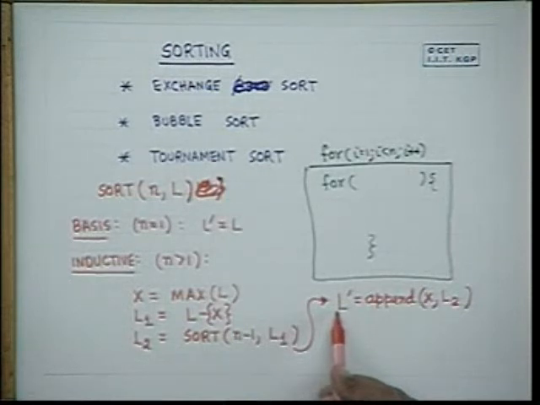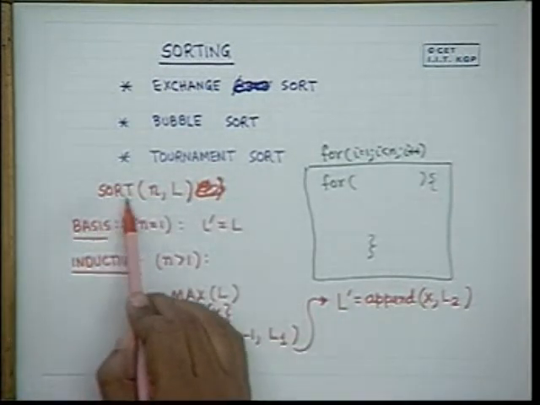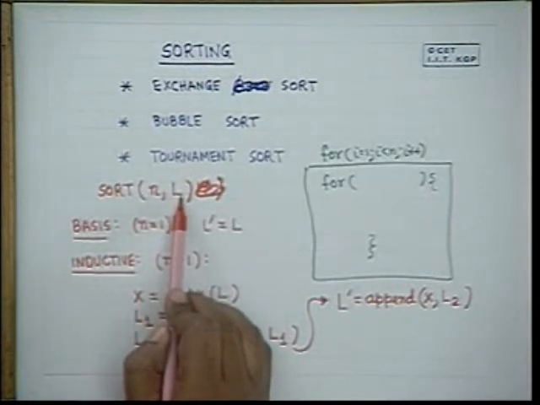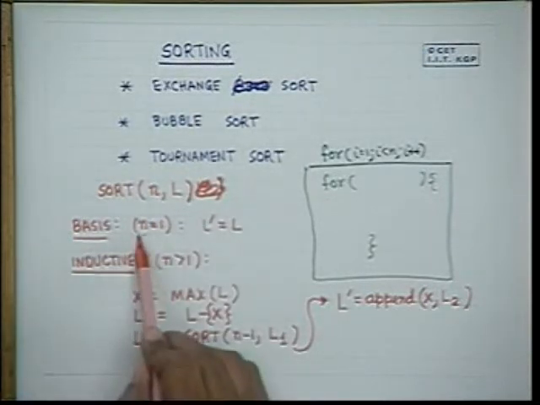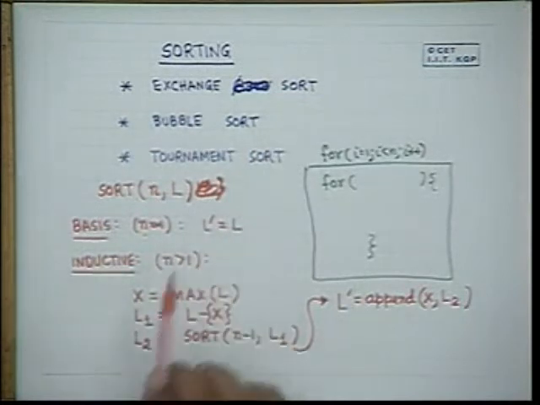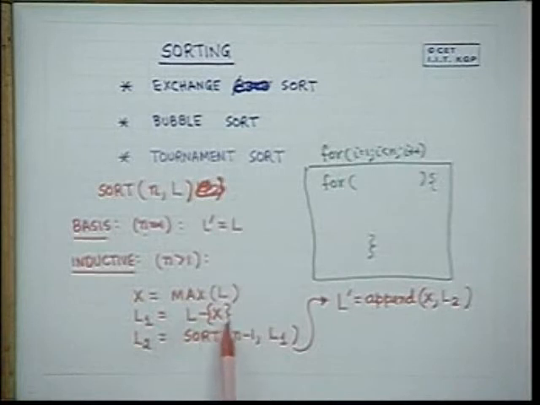Is that understood? I'll repeat. To sort n elements in a list L, you are returning a list L dashed. Your basis condition is if n is equal to 1, L dashed is the same as L. The inductive condition is if n is greater than 1, then you find out the maximum element x in the list L. L1 is L minus x. Remove x from L. Sort this list. And then put x in the front of the sorted list.